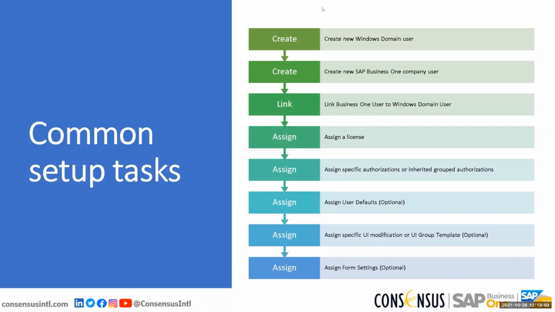First, you need to create a new Windows domain user. Then, create a new Business One company user. Then, you would link these two together. This allows the domain user to be the one that logs in and has access to the Business One companies. You would then assign a license, authorizations, user defaults, UI modifications, and form settings if necessary.